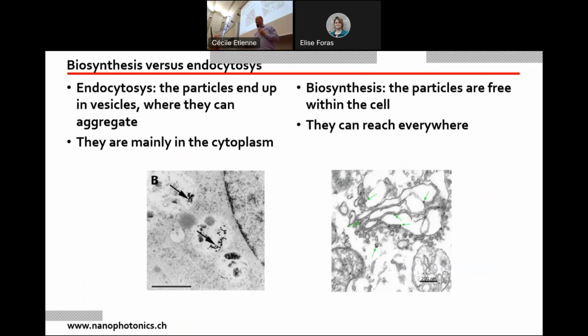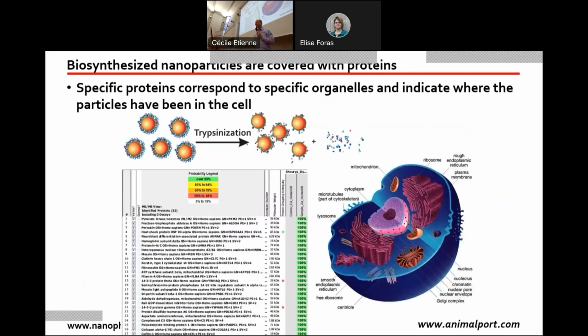And as mentioned, in the case of biosynthesis, if you call it like that, the particles are produced pretty much everywhere, whereas if it's just endocytosis, so the cell absorbing gold nanoparticle, they make this little vesicle and then maybe they aggregate together, and they are mainly in the cytoplasm. So it's still full of puzzlement. We are probably coming to some kind of a model of what's going on.